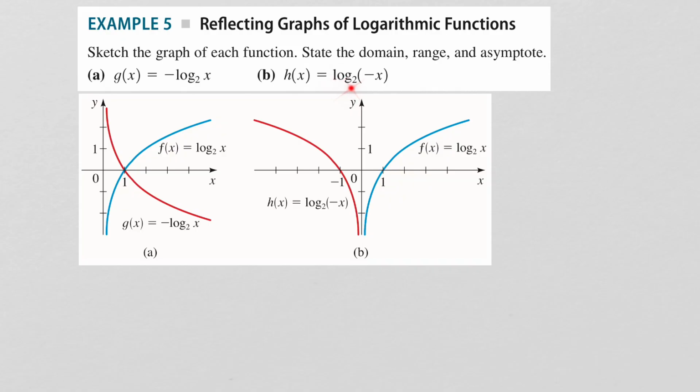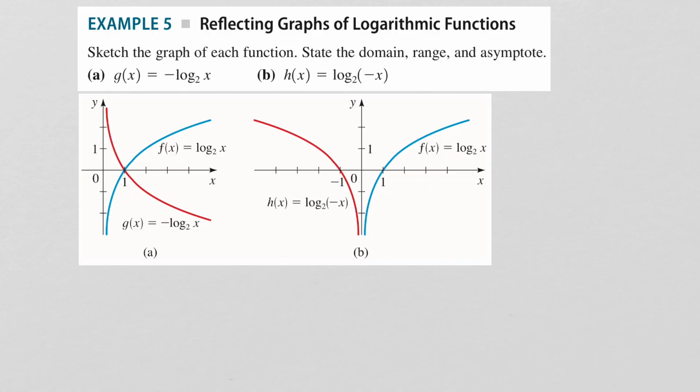Likewise, I can graph log base 2 of negative x. Remember, when you put a negative inside of a function, that reflects the graph over the y-axis. So if this is what log base 2 of x looks like, log base 2 of negative x would be this graph here. So it's just a mirror image across the y-axis.